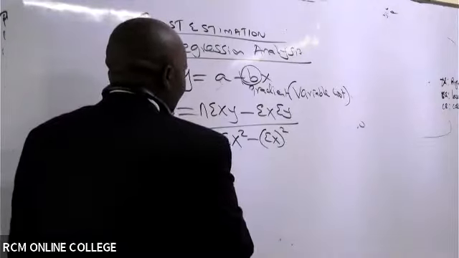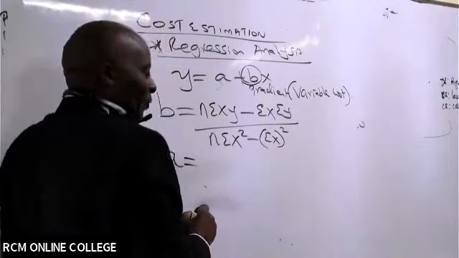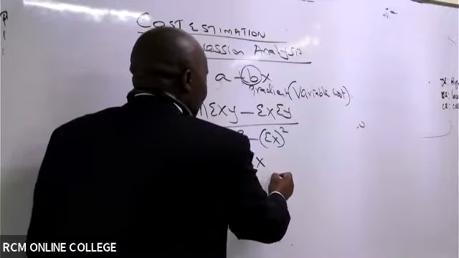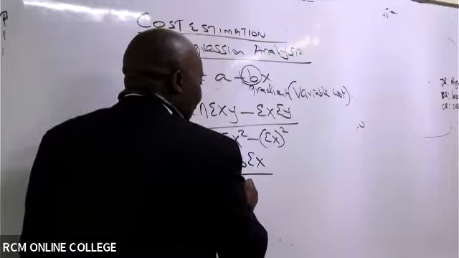How do we get A? A, very easy. We talk of sum of y minus b, sum of x, everything you divide by n.